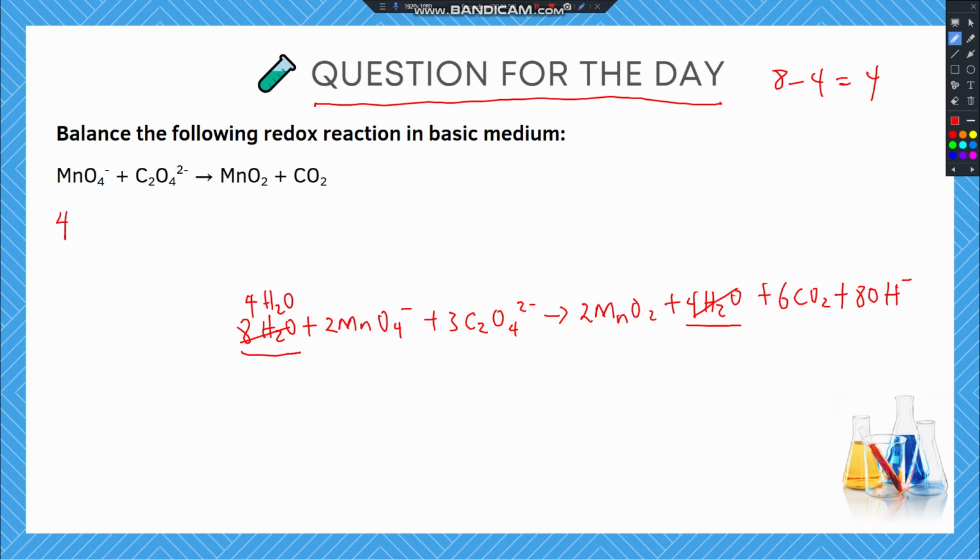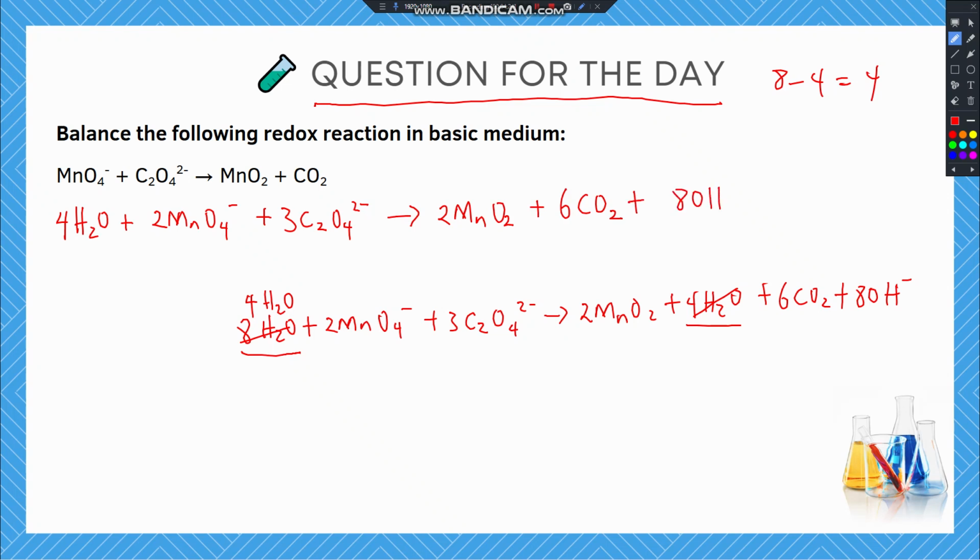So now that we have cancelled out the water molecules, let's write out what we have as our final equation. We have 4H2O plus 2MnO₄⁻ plus 3C₂O₄²⁻, yielding 2MnO₂ plus 6CO₂ plus 8OH⁻. This is our final balanced equation.